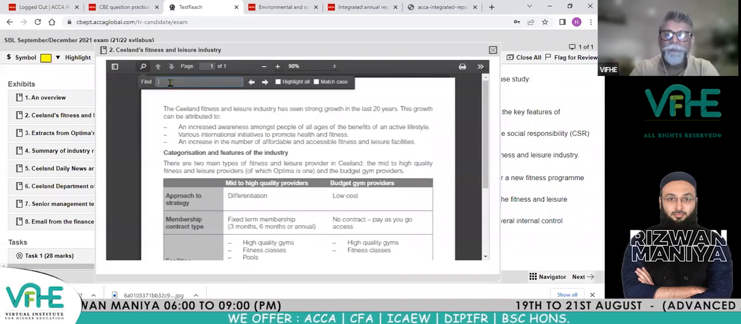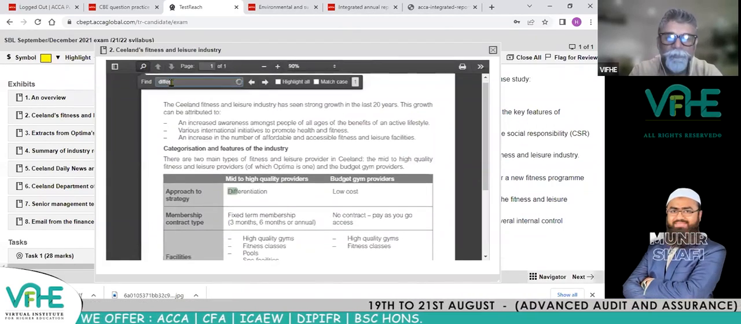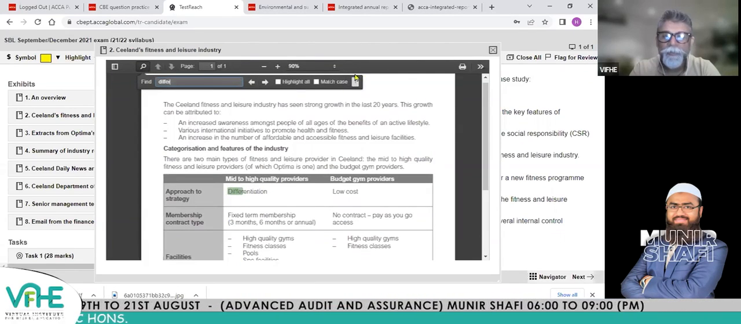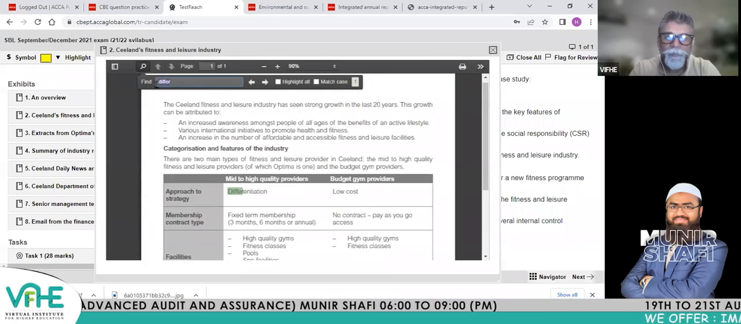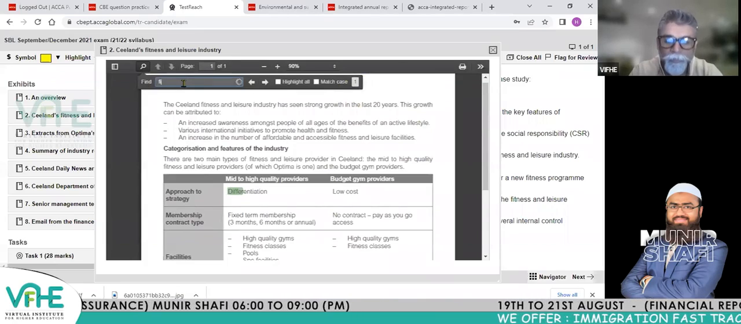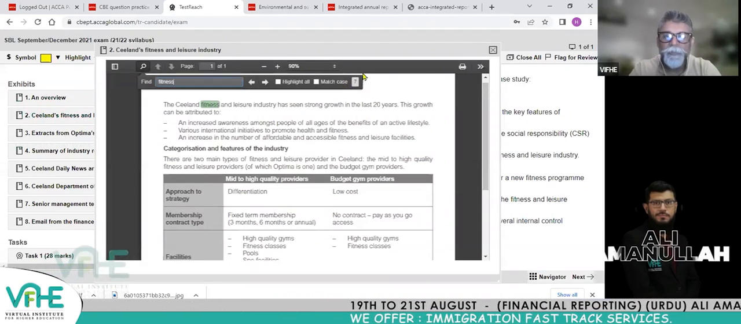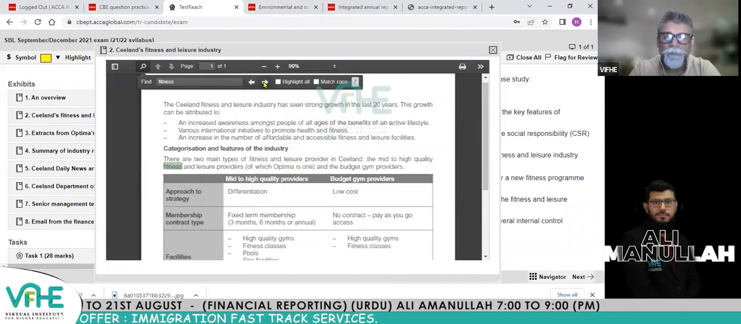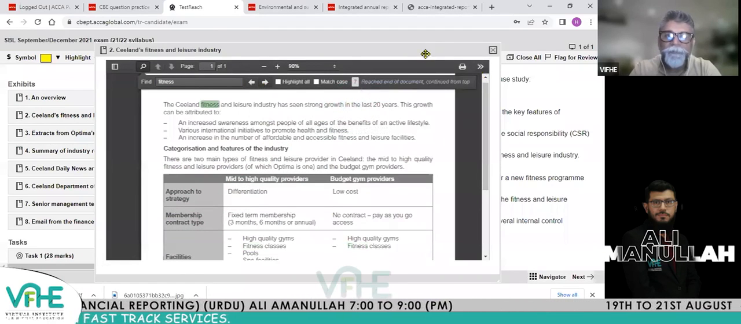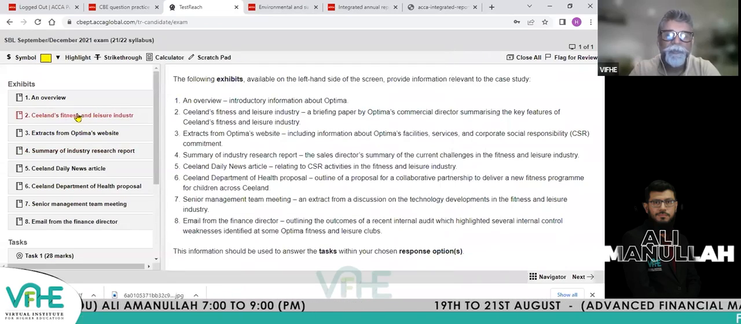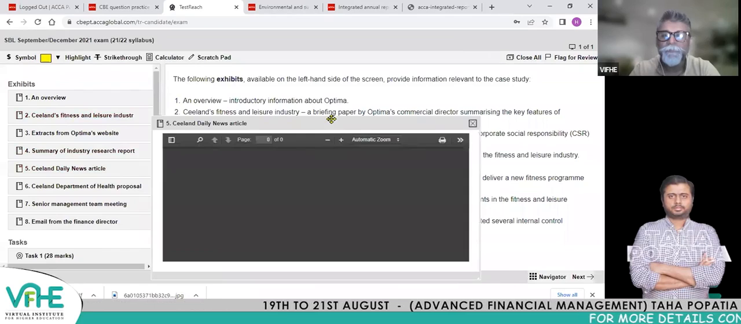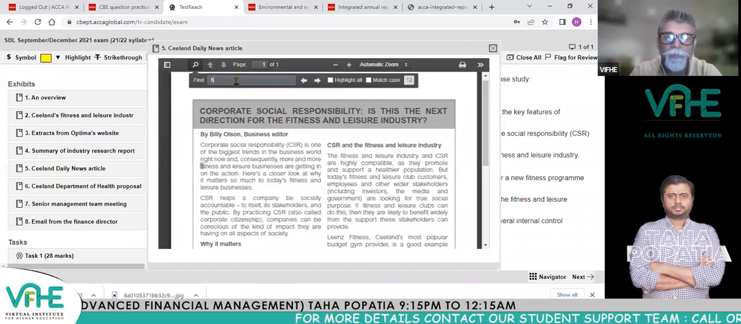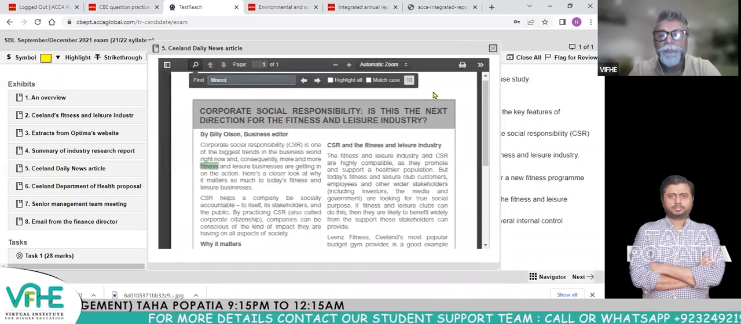Please click on it. It will say, type your word, differentiation, and see it's highlighted here. There is one word of differentiation. Let me write fitness. There are 7 words showing fitness. The first, second, third, fourth, fifth, sixth. You see? But this search will only work on this particular exhibit. For example, if you want to search on another exhibit, again, you will have to search for fitness. So there are 10 words here, fitness.